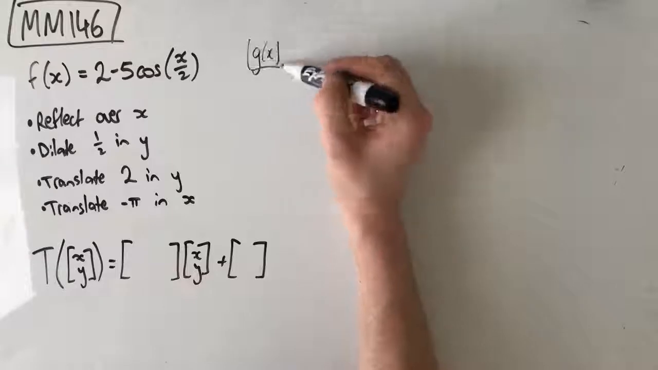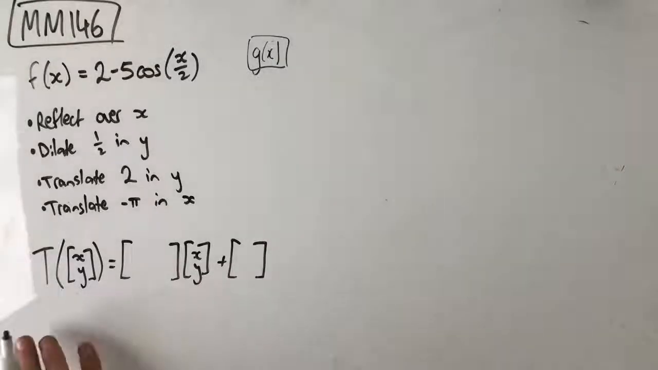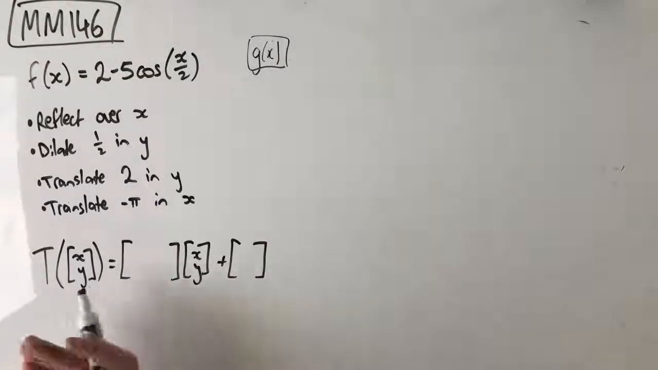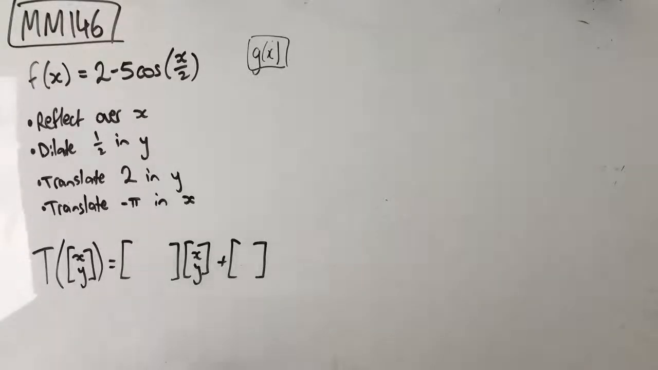g of x. The easiest way in my opinion to do this is to create a transformation matrix and then apply that to the f of x function. I just think this is the easiest way to avoid mistakes, and also to make sure you're showing your working really effectively, because that's something really important to think about in exams.